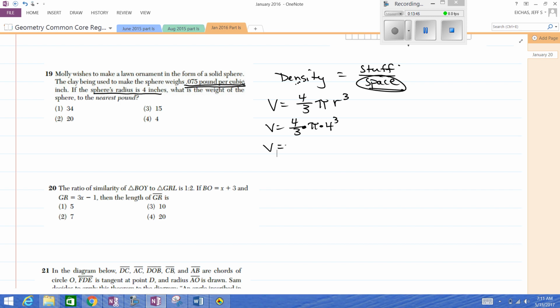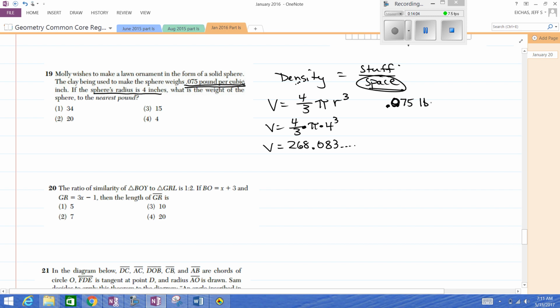I've got 268.083. Keep that in your calculator. Now, I like to use proportions on this. Everybody's got their own way. So I'm going to take, whoops, it's 0.075. Be careful.